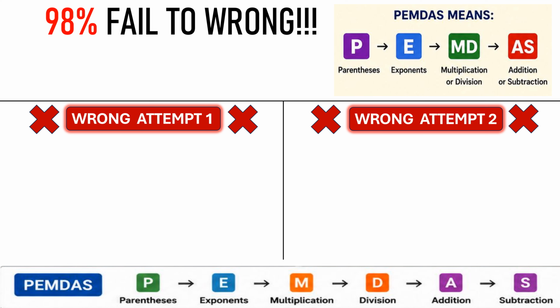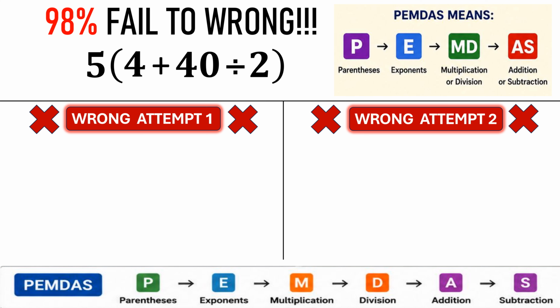Look at this expression. We have a seemingly simple question. 5 times, open parenthesis, 4 plus 40 divided by 2, close parenthesis. But here's the interesting part. Many people arrive at the wrong answer because they don't follow the order of operations. Before we find the correct answer, let's examine two common incorrect methods.